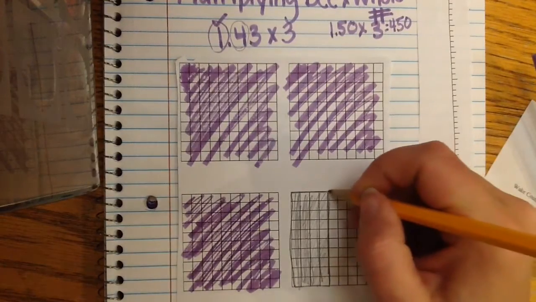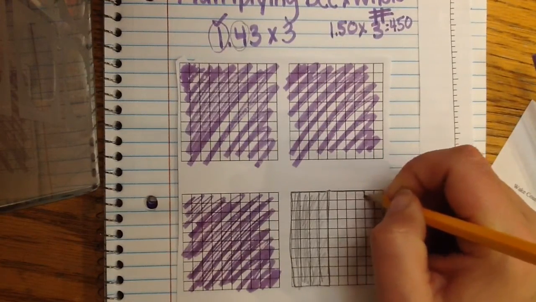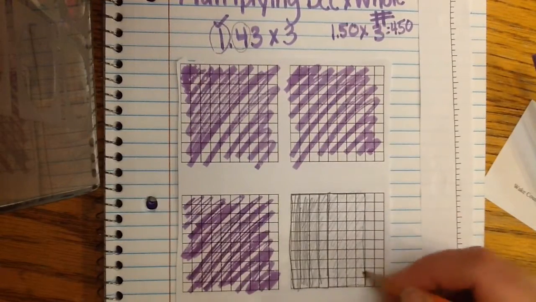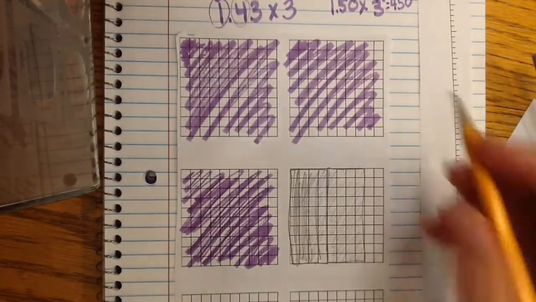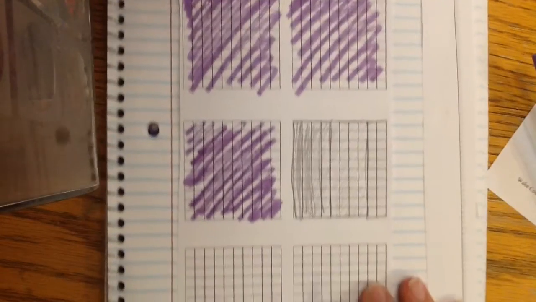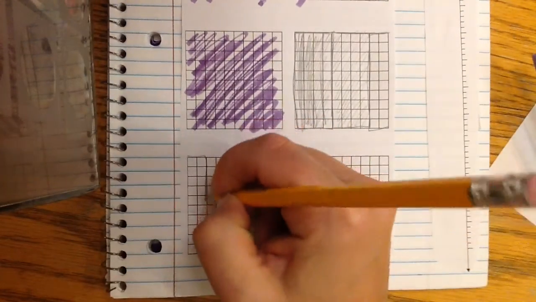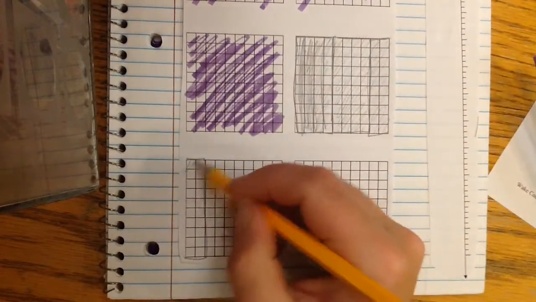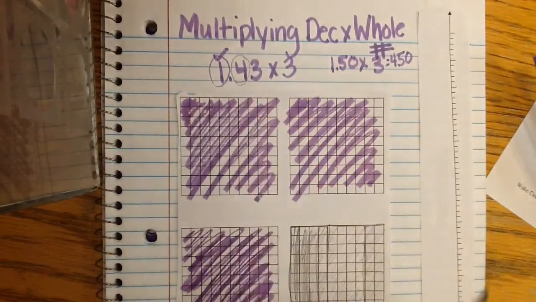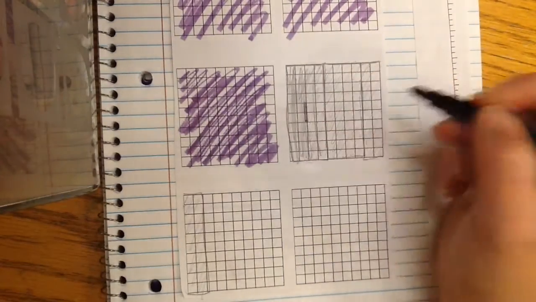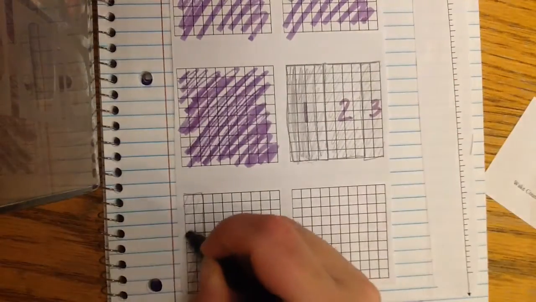That's one group of 4 tenths. 1, 2, 3, 4. Another group of 4 tenths. And now I have another one over here. So let's see, what did I do? I did 3 groups of 4 tenths. Here's my first group, here's my second group, and here's my third group.